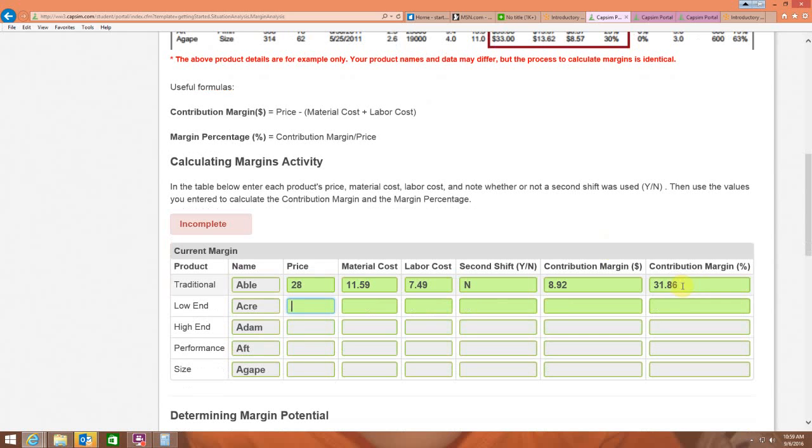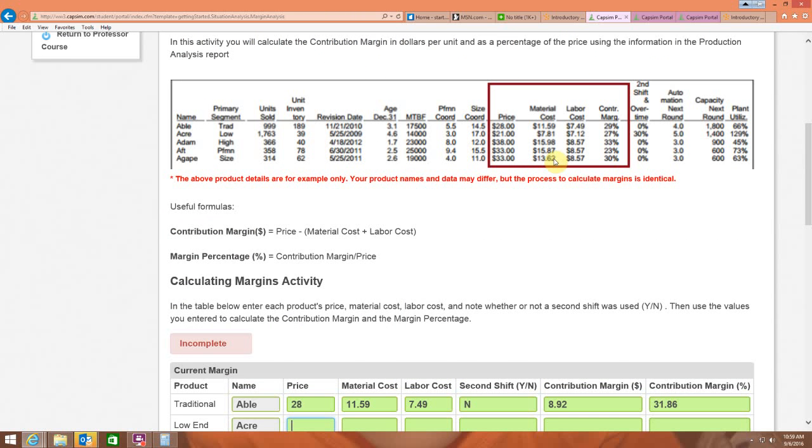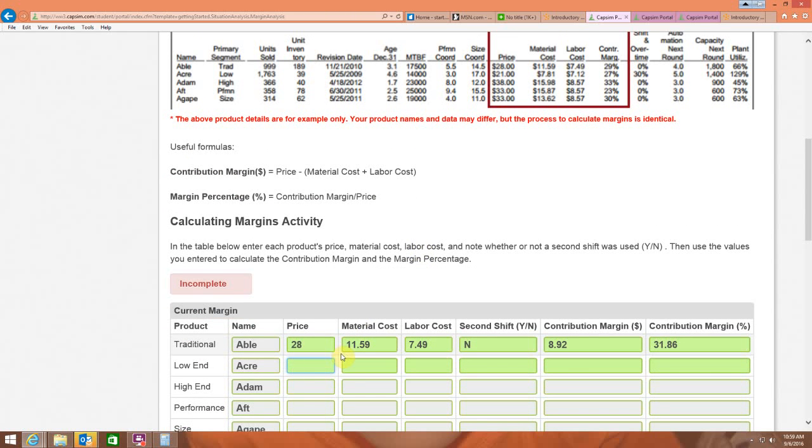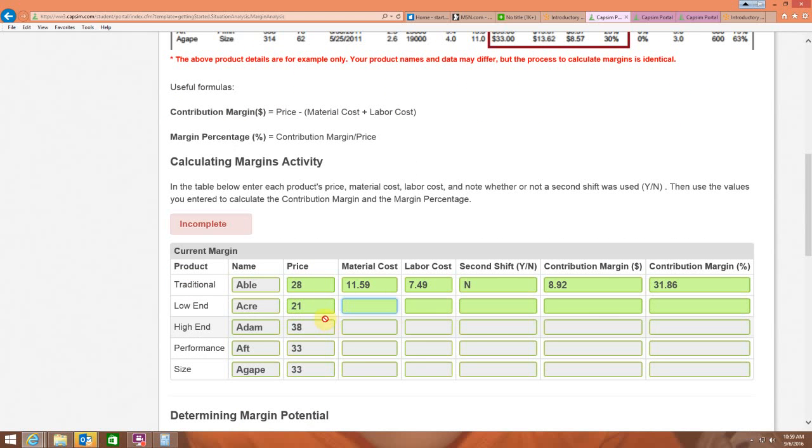Again, they might want you to round that up to 32, or maybe it's just 31.9. You might have to mess with that a little bit. And again, I think if I finish this, it should autofill. My price for the low end is 21, and it does. It kind of autofills the rest of it.